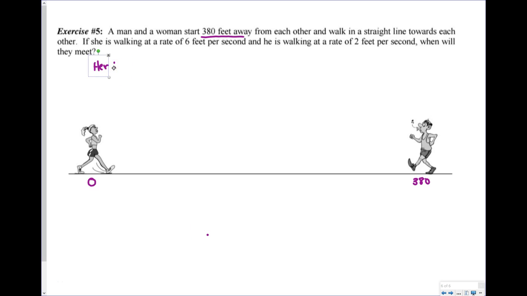So her equation, where is she starting off? Her starting point is at 0. So she starts at 0. So that's your B, right? Let me write this in a different way. So this is her start, which tells me that B equals 0. What is the rate that they give me for her? She is walking at a rate of 6 feet per second. Now, is her distance increasing as she's walking? Is she going to be going farther and farther away from 0? Yes, so because she's increasing, a positive 6 is her rate. So her equation is just going to be y equals 6x. She starts at 0 and she's going positive at a rate of 6.